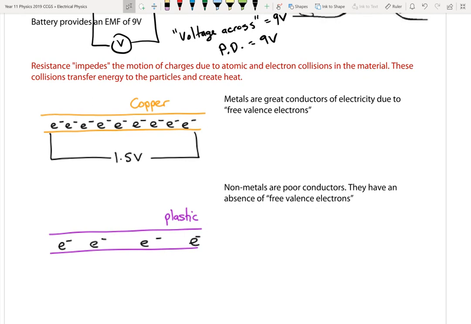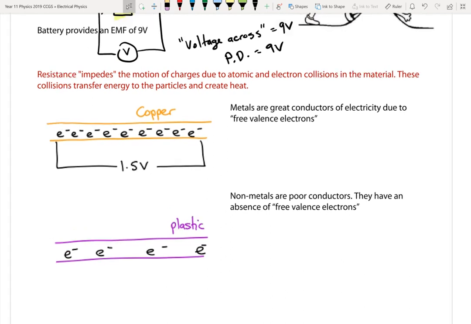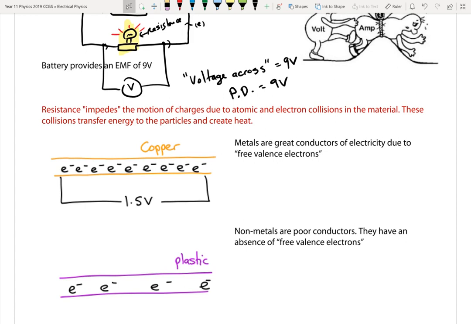There's going to be atomic collisions. There's going to be electron collisions. Okay? These collisions are going to transfer energy. They're going to cause heat. Heat is the easiest transformation to understand.